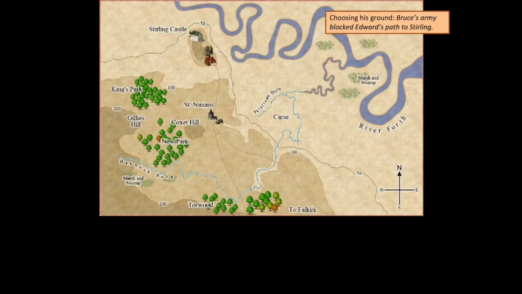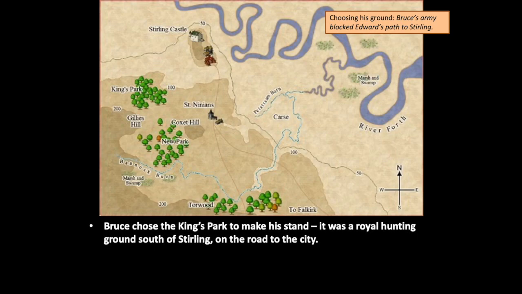Now, this map shows the layout of the battlefield at Bannockburn. Bruce chose the King's Park to make his stand. It's a royal hunting ground south of Stirling on the road to the city. As you can see on this map, there are two faint lines of roads that converge at St Ninians and work their way up to Stirling Castle. You can see the meandering track of the River Forth up on the top right corner of the map.